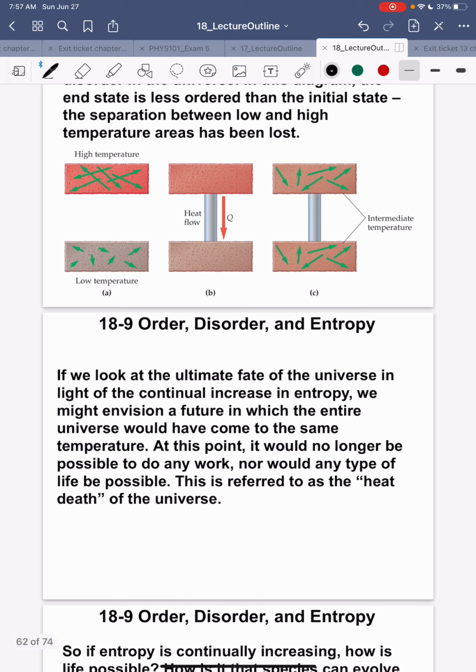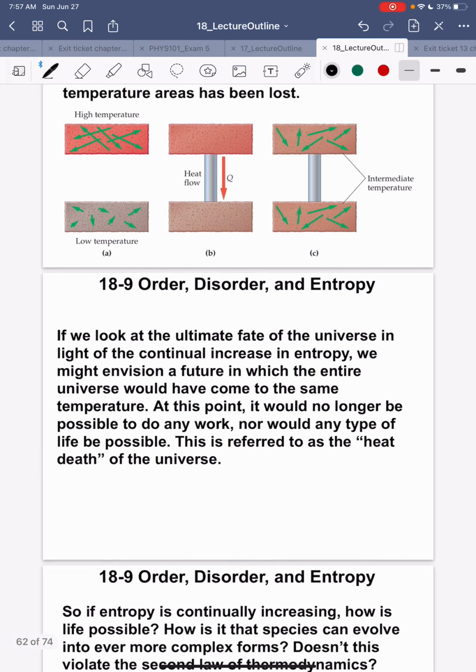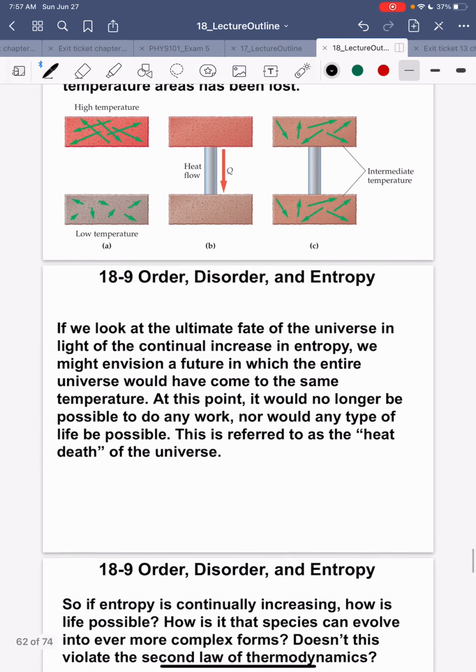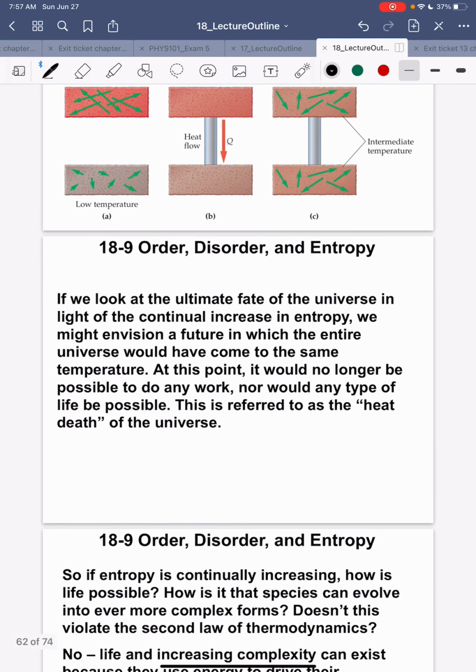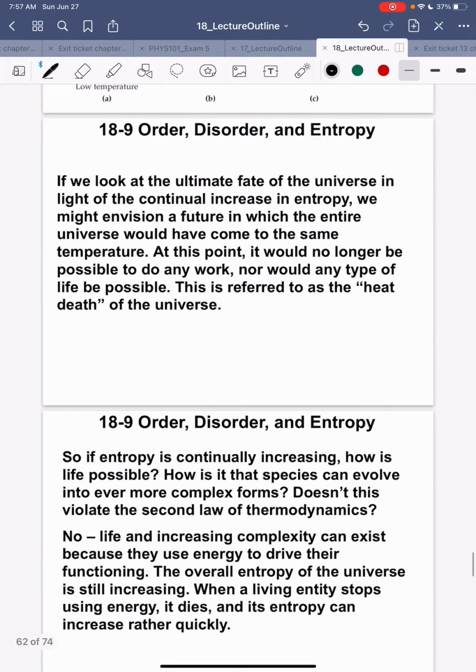Now, if we look at the ultimate fate of the universe in light of the continual increase in entropy, we might envision a future in which the entire universe would have to come to the same temperature. At this point, it would no longer be possible to do any work, nor would any type of life be possible. This is referred to as the heat death of the universe.